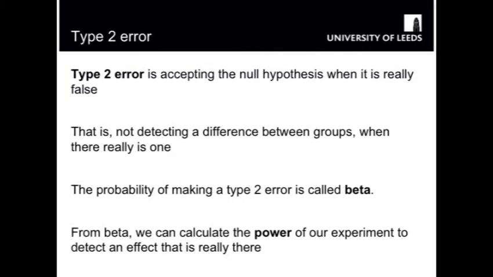The other type of error that we can make is clearly here. It's called a type 2 error. This is where we say that there is no difference between populations, but in actual fact there is a difference between populations. These are the two types of error we can make in null hypothesis significance testing.